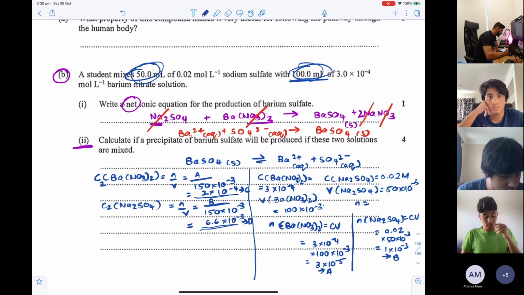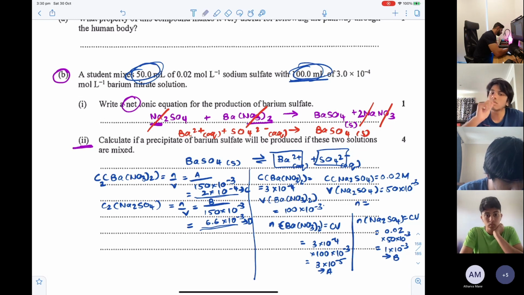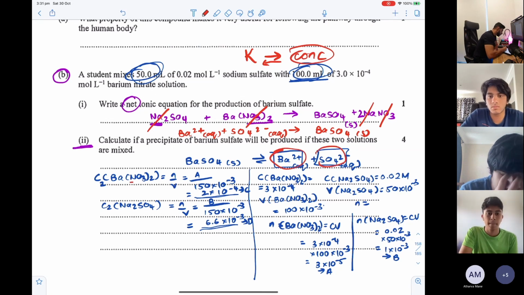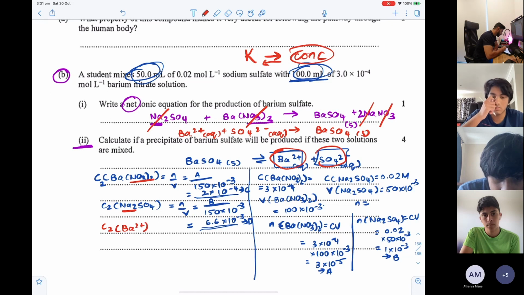So now, what can we say about barium and sulfate? Because remember, we're trying to find K. And what did I tell you all? To find K, what must you find first? What was the little arrows I drew? The concentration. Yeah, so we need to find the concentration of barium and sulfate. I don't care about nitrate. I don't care about the sodium here. So can someone tell me, what is the concentration of barium ions? Is it going to be the exact same as barium nitrate?